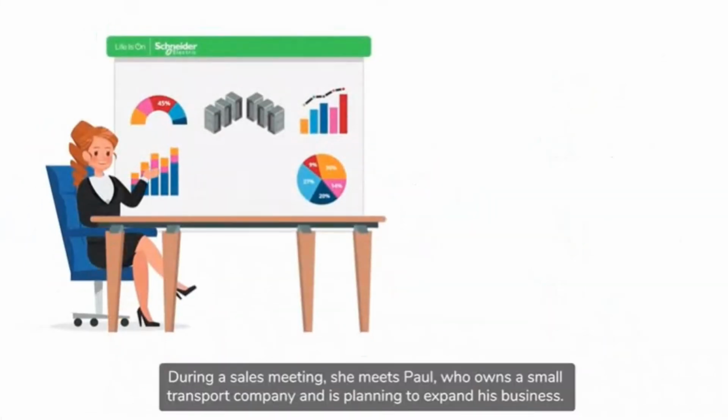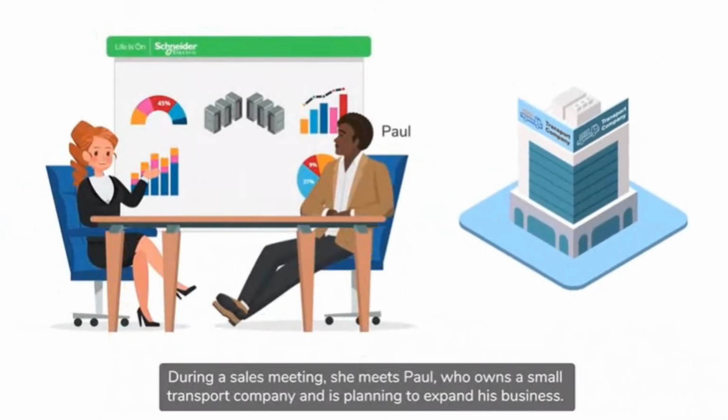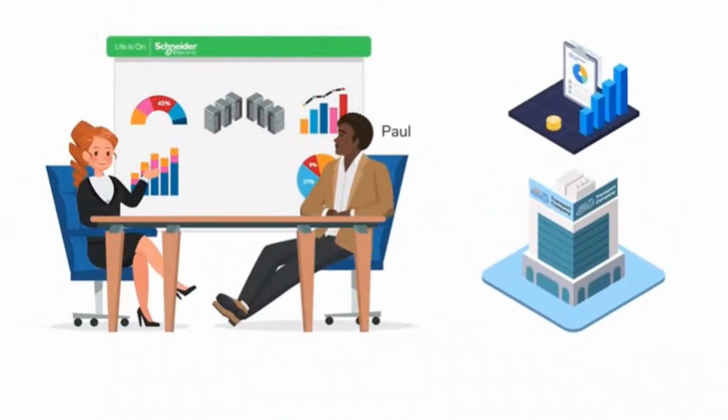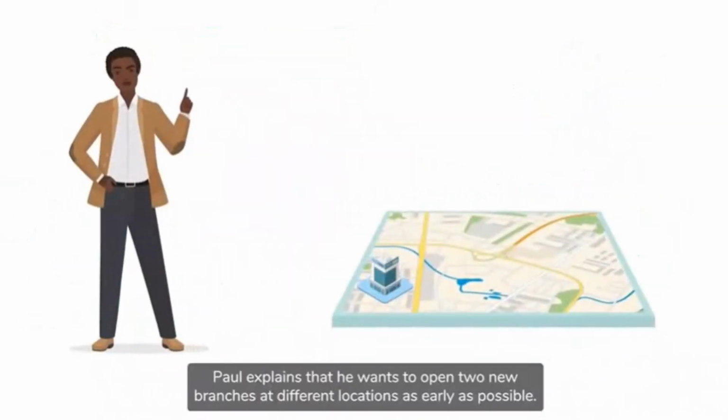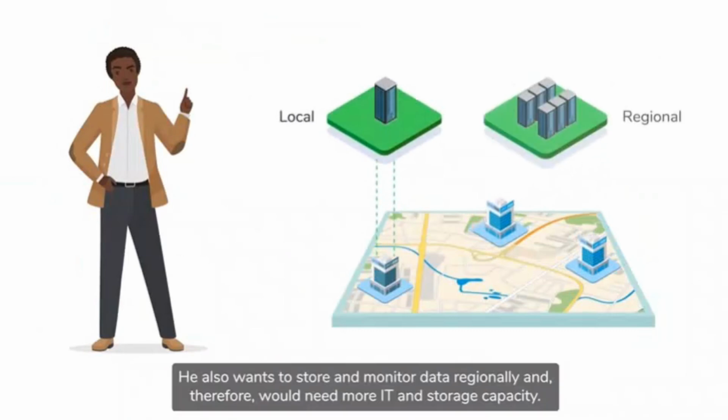During a sales meeting, she meets Paul, who owns a small transport company and is planning to expand his business. Mary asks him to describe his growth plans. Paul explains that he wants to open 2 new branches at different locations as early as possible. Currently, his company's data is stored locally and on a private cloud. He also wants to store and monitor data regionally, and therefore would need more IT and storage capacity.